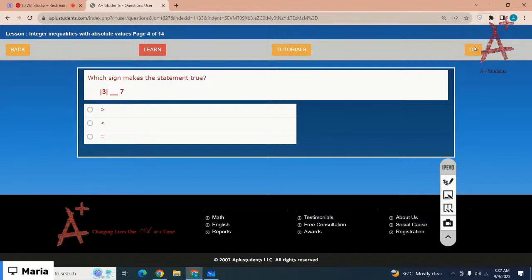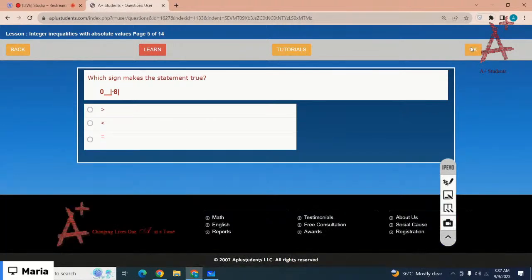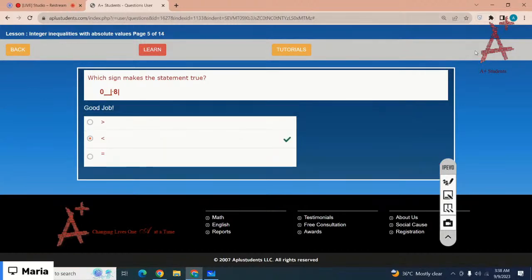Okay, absolute value of 3 and 7 you have to compare. So absolute value of 3 is 3, and 3 is less than 7, right? Which sign makes the statement true? 0 and absolute value of -8. Yes, that would be 0 is less than 8 because the absolute value of -8 is 8.